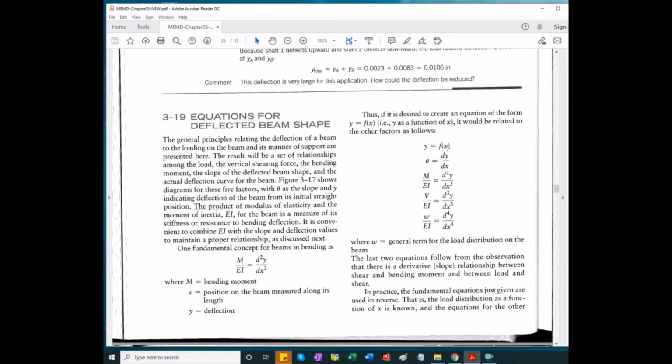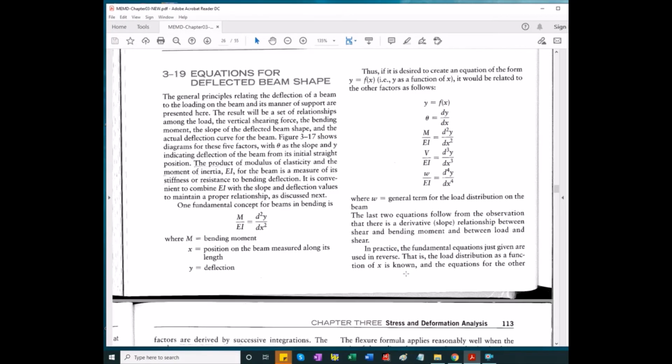So the fourth derivative of the neutral axis gives us the distributed load divided by beam stiffness. Using these equations is useful when we have different moments of inertia along the beam. So you have a stepped shaft, for example. This is where we resort to these equations to calculate the maximum deflection at certain locations on the beam.